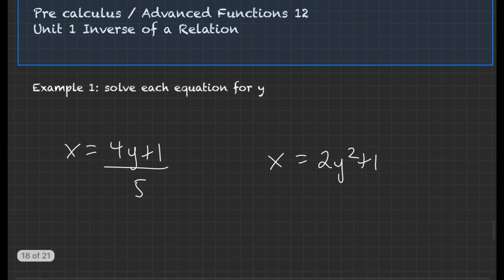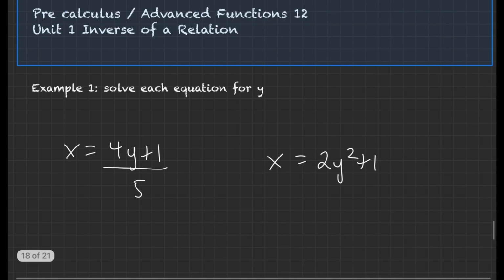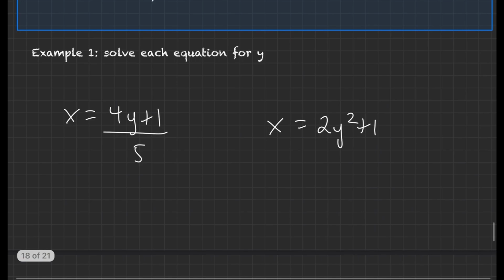Inverse of a relation and a function, and graphing it and solving for it and everything like that. Okay, so in the first example, let's try to solve each equation for y, because to solve for the inverse, you basically switch x and y and then solve for y. So let's start off with this part.